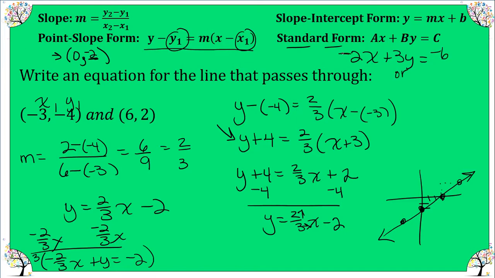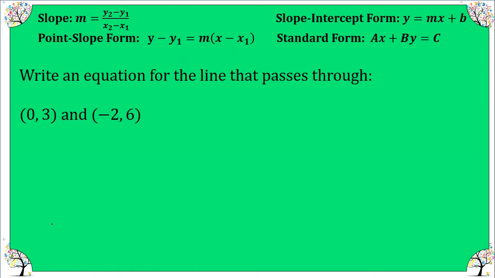Or if we don't want the leading coefficient to be negative, we can negate all of our terms by multiplying by -1. This is another equivalent equation. So here is standard form, here is slope-intercept form, and here is point-slope form. And here's our graph. Many ways to represent this function.